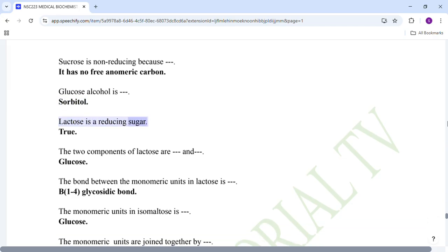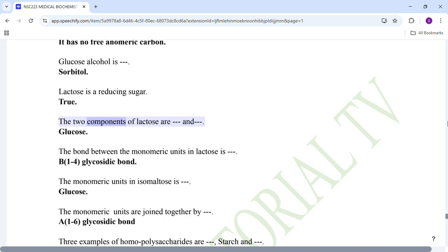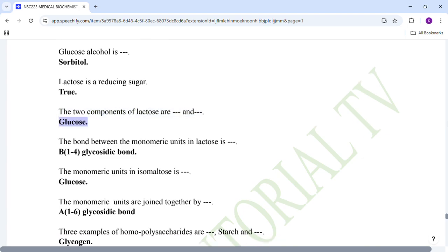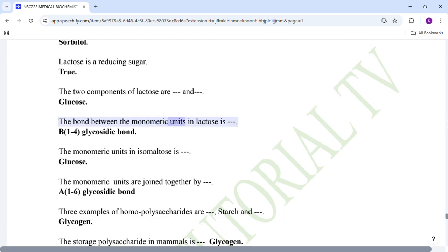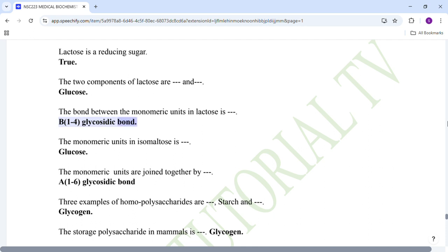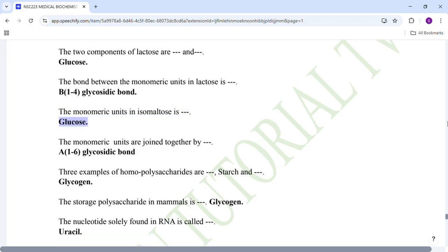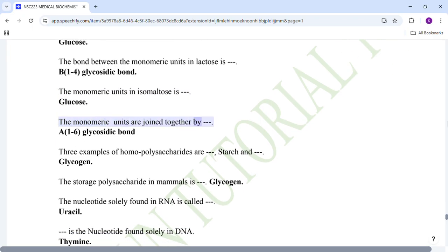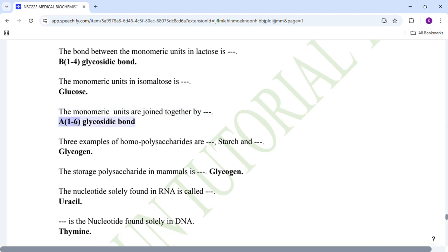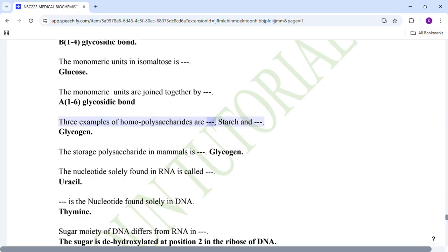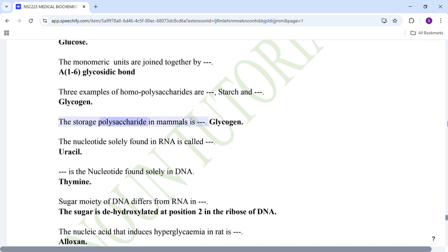Lactose is a reducing sugar. True. The two components of lactose are galactose and glucose. The bond between the monomeric units in lactose is a beta 1 to 4 glycosidic bond. The monomeric units in isomaltose are glucose. The monomeric units are joined together by an alpha 1 to 6 glycosidic bond. Three examples of homopolysaccharides are starch, cellulose and glycogen. The storage polysaccharide in mammals is glycogen.